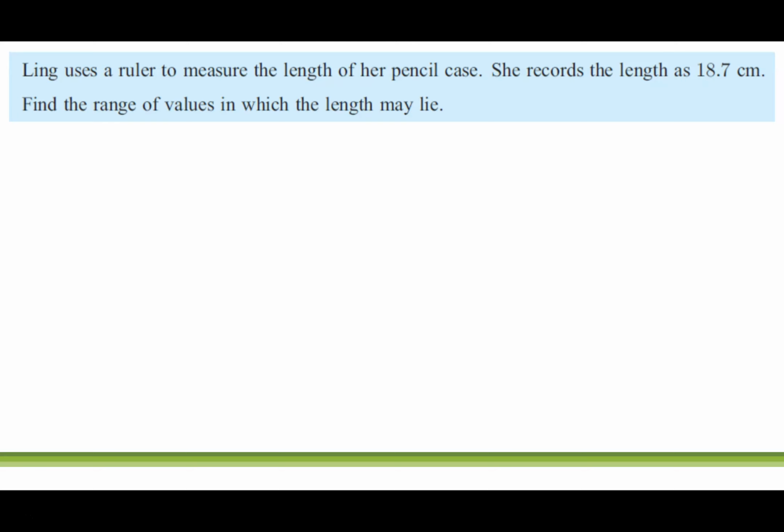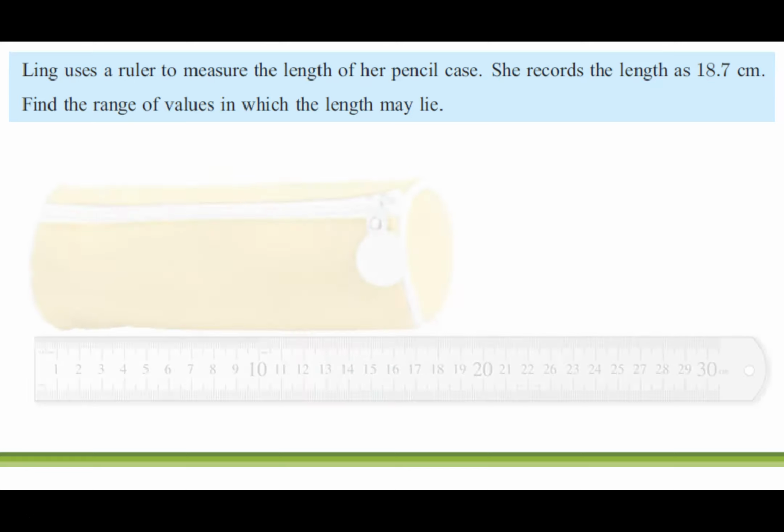The nearest choice that she had was 0.7. So what does that actually tell you? It tells me that she didn't choose 0.6 and she didn't choose 0.8. That means the length of her pencil case was nearest to 18.7, but not necessarily precisely 18.7. So how do we do that?